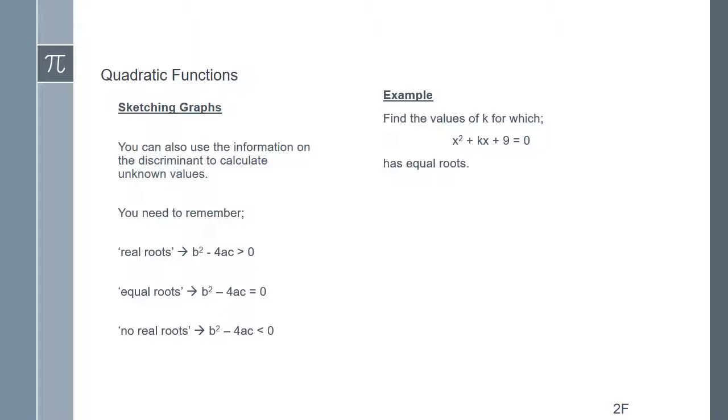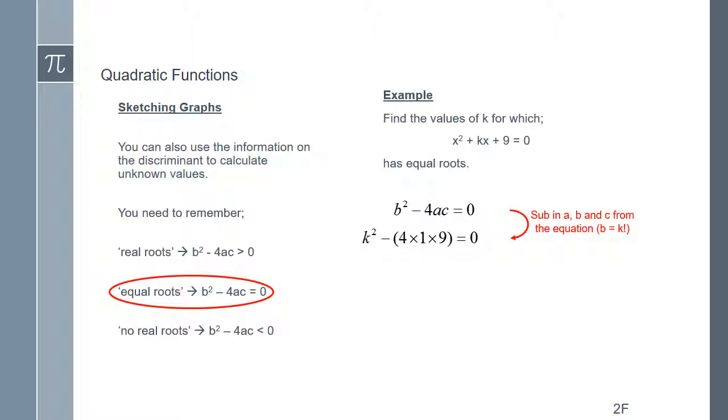So find the value of k for which x squared plus kx plus 9 is equal to 0 has equal roots. If there are equal roots, that means that b squared minus 4ac must be equal to 0. So if we substitute in, k squared minus 4 times 1 times 9 must be equal to 0. So k squared minus 36 is equal to 0, k squared is equal to 36, so k is equal to plus or minus 6.